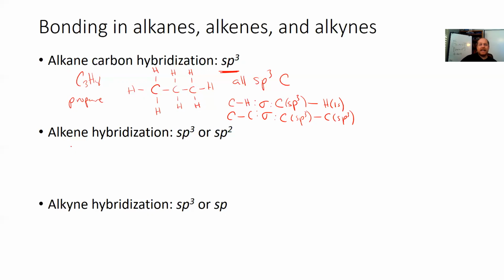But when you have an alkene, now you have the possibility of having either sp3 or sp2 hybrid carbons. So in the case of something like propene or propylene, C3H6, you now have C double bond C to a single bond C. Draw in all of our hydrogens. Oops, too many bonds to that middle one.